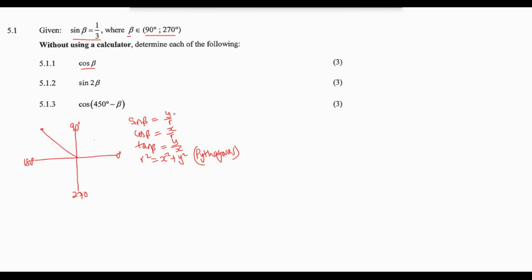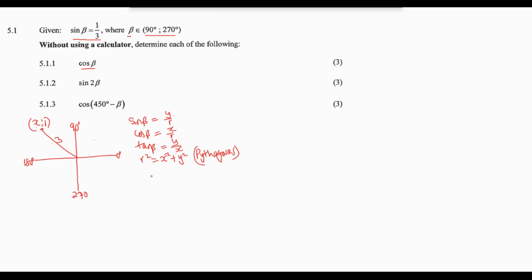Sine beta is y over r, so it means our 1 is y. So we have y, but we don't have x. And our r is 3, because this is 1 over 3. Remember, r is always positive. In the second quadrant, y is positive, but x is negative. Please take note of that. Now we need to find our x first. Once we have our y, r, and x, it becomes very easy to deal with these questions.